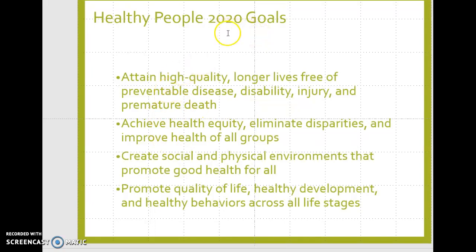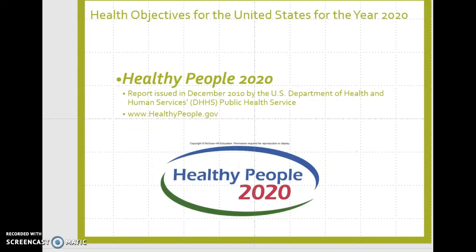The goal is that by 2020 we can attain higher quality, longer lives, free of injury and preventable disease. These are goals that are set every 5 years to aim at, so that all the health professions can have a single focus. For instance, the report issued in 2010 you can find online under Healthy People, but it doesn't seem like we're ever meeting the goals. They're always a little higher than what we can deal with.